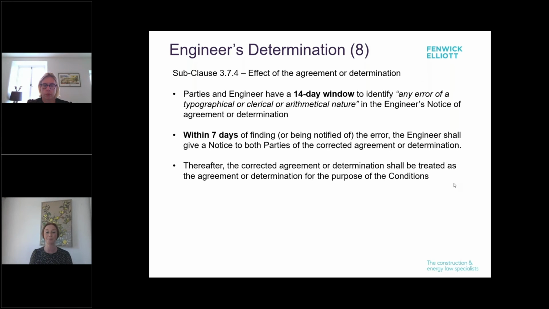And once the error is corrected, the engineer will give notice to the parties of the corrected agreement or determination. And the interesting point to be aware of here is that once the determination is corrected, it is then treated as the determination for the purpose of the conditions, which is relevant because time limits will then run from the date of the corrected determination and not the original document.